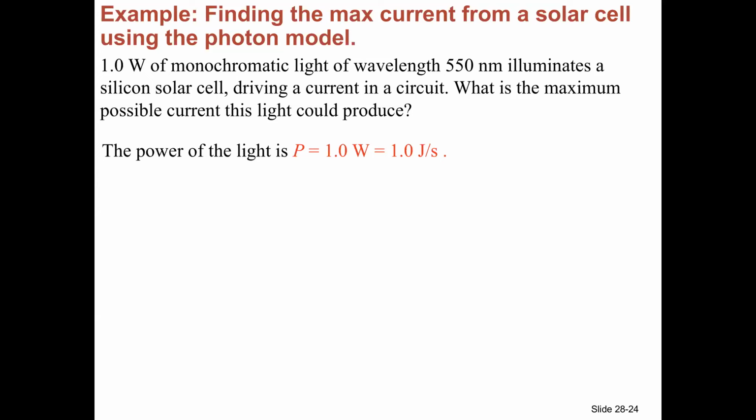So here we have a 1 watt light source, and it's a light source with a wavelength of 550 nanometers, which is yellow-greenish. And it's hitting a silicon solar cell, so like a solar panel. In the solar panel, something similar to the photoelectric effect happens. We're not knocking electrons out into free space, but we're knocking them out of the valence shells so they're free to conduct. And that allows us to generate a current to produce electricity.